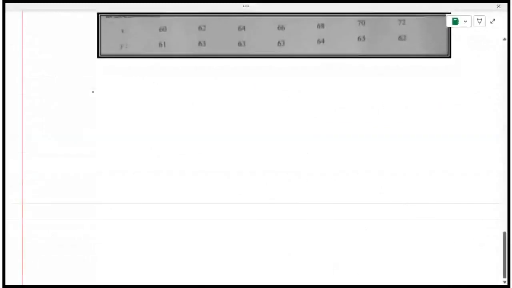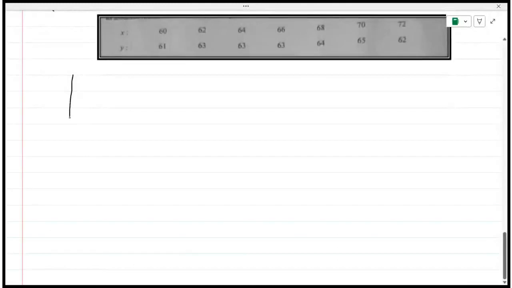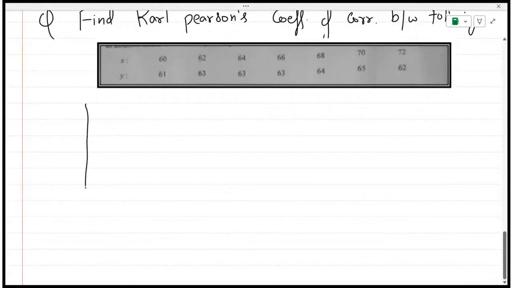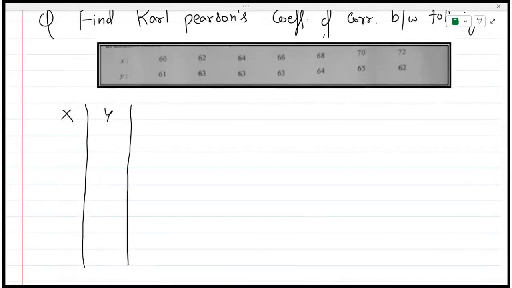To solve this question, we have to make a table. In the table, first of all, you will write x values, then you will write y values. All students, I want that you also do the same problem with me. You can use a calculator, it is allowed. Without a calculator, it will be difficult. So I suggest you use a calculator and do this problem with me.